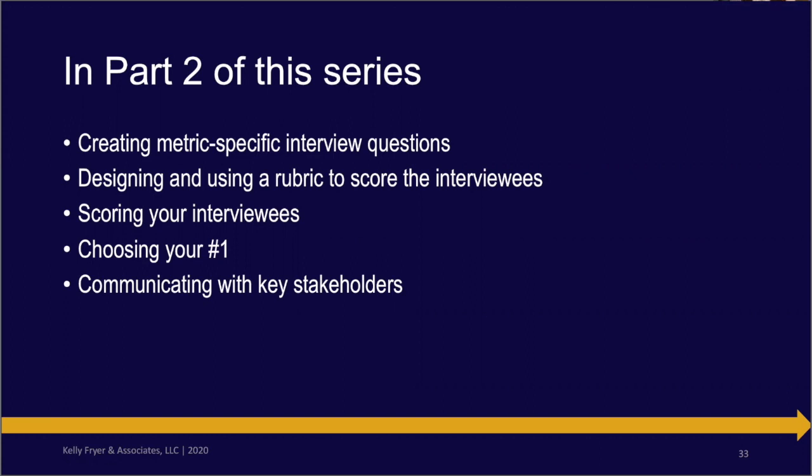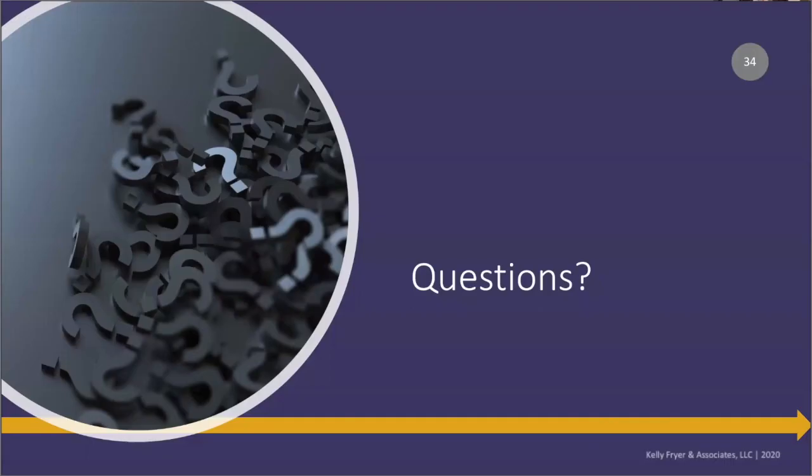And once you've scored them, how do you select your number one? The one organization that you're going to recommend to your board, these are the folks that we want to work with in this process. And we'll also talk a little bit about how to communicate with your key stakeholders and what you need to share with who, when. So that's part 2 of this series.